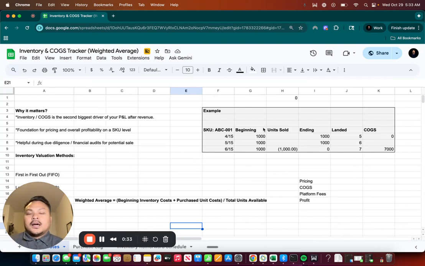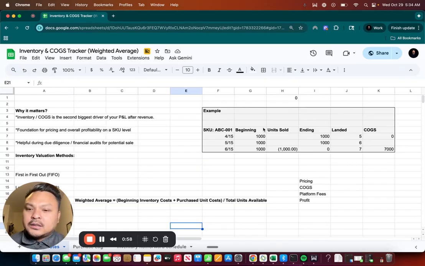What I'm seeing with a lot of brand owners is they're not using a consistent method for tracking this. They might be using the last price, or they might have their own methodology of tracking it, which isn't consistent, maybe some sort of average, or they might just be making an estimate off the top of their head, right? But this isn't the proper way of doing it.